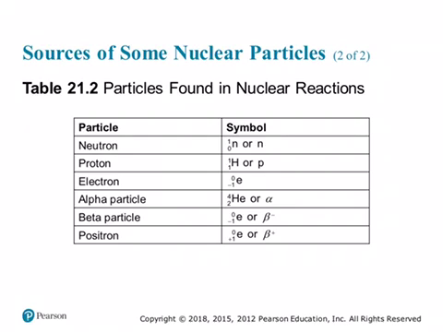So this chart just reviews some of the nuclear particles that are found in reactions, and we've gone over all of them. I didn't specifically talk about protons because we already know what a proton is. It's just simply a hydrogen nuclei.